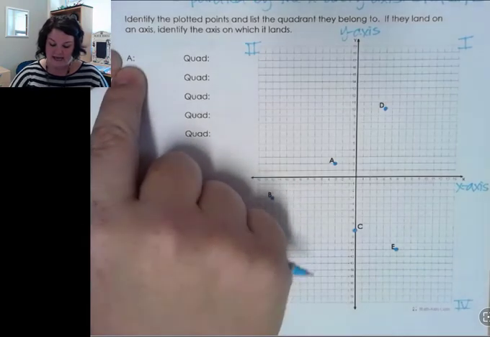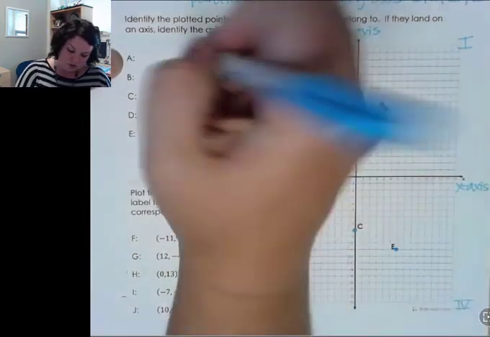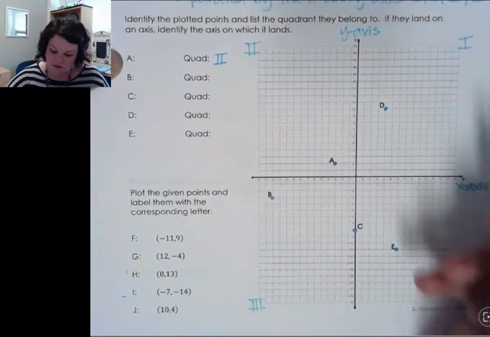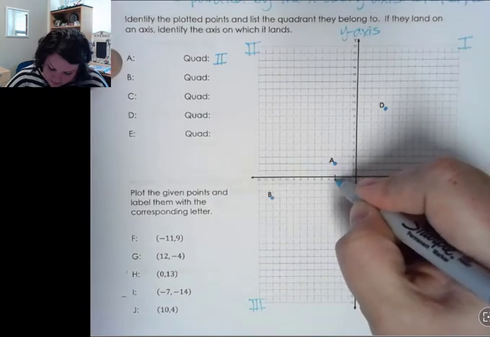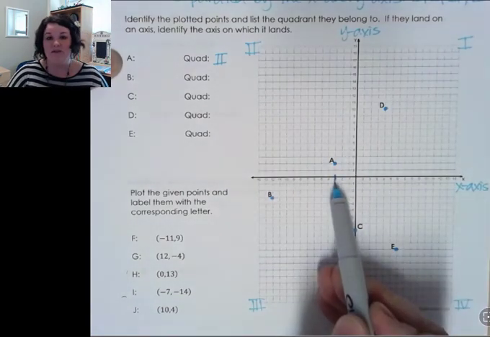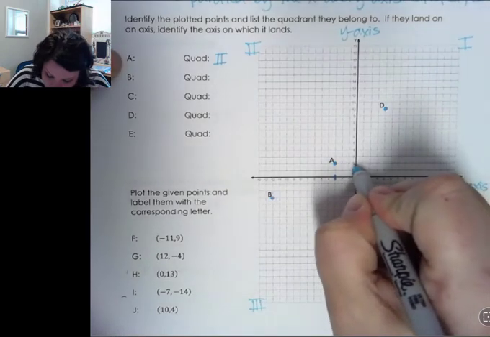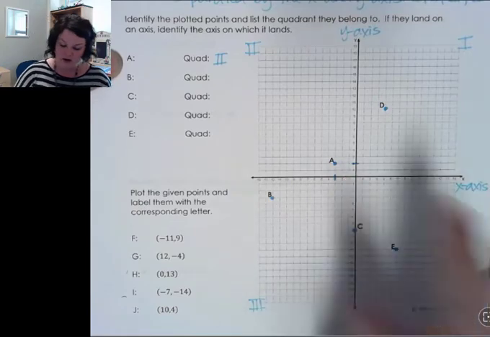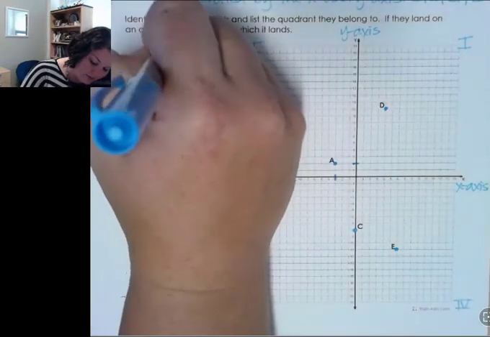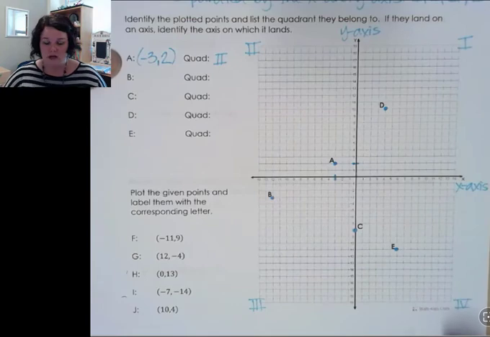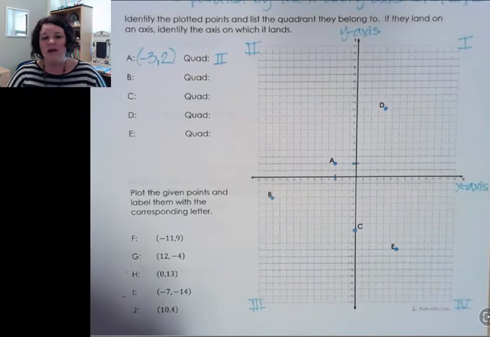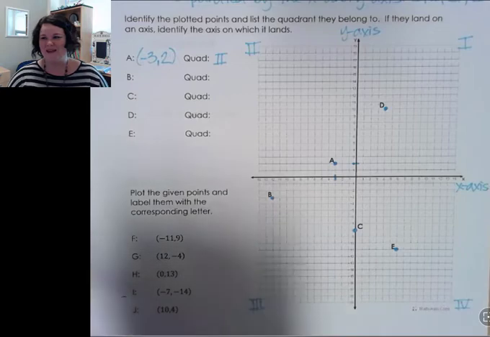For point A, I see point A is here in quadrant 2, so I can say this is in quadrant 2, and then I want to write this as an ordered pair. Notice if I drop this down right here, that's at the point -3 on the x-axis, and over here at the point +2 on the y-axis. So as an ordered pair, I would write point A as (-3, 2). Okay, I want y'all to take a minute and do B through E. Go ahead and pause this video, and whenever you're ready to check your answers, play the video again.